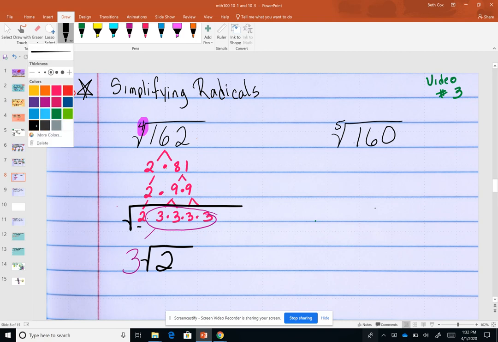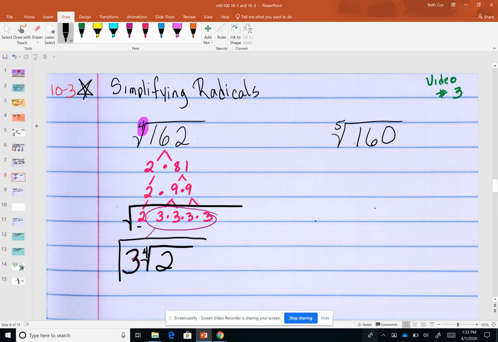Now, it's very important that you write the little 4 back on there. That is part of the symbolism, and if you leave it off, you will eventually get it marked wrong. My math lab will mark it wrong, and I will mark it wrong. So make sure that you leave that down here.